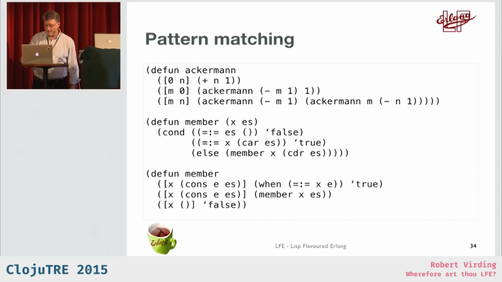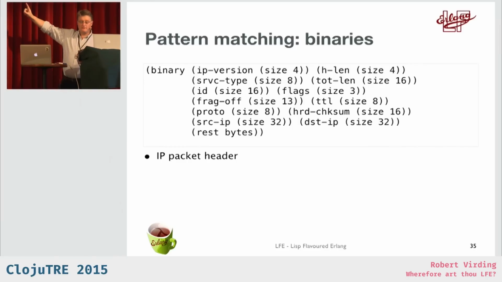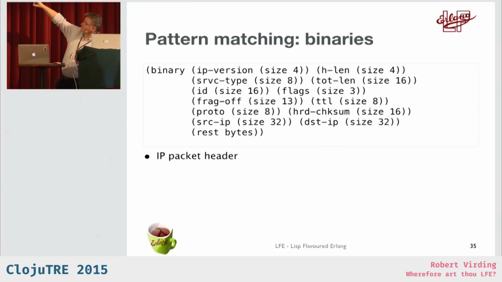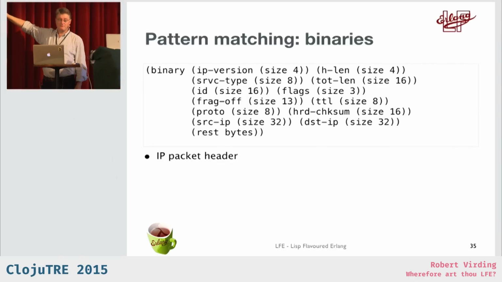Binaries are fantastic. We can have binaries as patterns as well. So this binary describes an IP version 4 packet in one go. Right? So there's a 4-bit version, a 4-bit header length, an 8-bit service type, a 16-bit total length, a 16-bit ID, 3 bits of flags, 13-bit fragment offsets. There's a time to live of 8, a proto of 8, etc., etc. So I can create an IP packet just by writing this down. The system will build it for me.